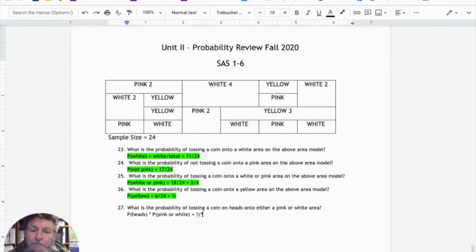So probability of getting heads is 1/2. We're going to multiply that by pink or white. Probability of pink or white is 3/4. So we're going to multiply that times 1/2. So it's 3/8. Okay, so the answer is 3/8. All right, that is our answer. And I'm going to highlight that.